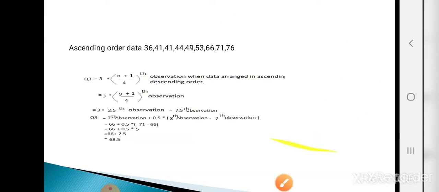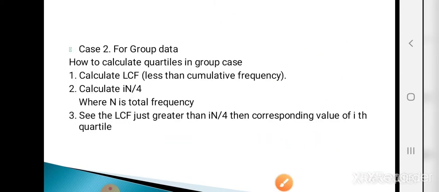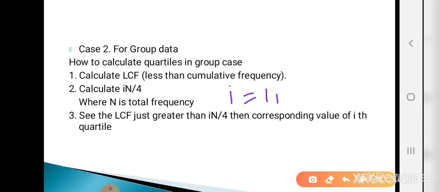Now see case 2 for grouped data. So how to calculate the quartiles in the grouped case? The first step is to calculate the LCF, that is the less than cumulative frequency. The second step is to calculate iN divided by 4, where capital N is the total frequency and the i value is 1, 2, 3, because there are 3 quartiles which divide the data into 4 equal parts.